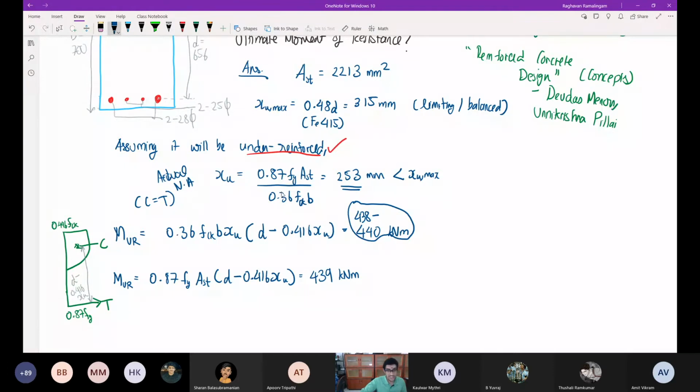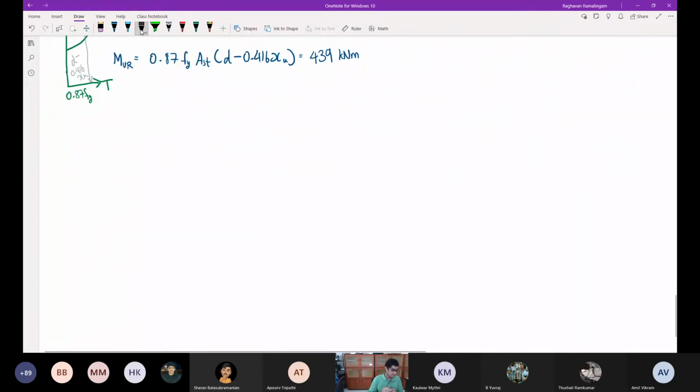Now let's move to something which won't be like this. A different problem, which I'll just draw. This is 300 and the effective depth is d. d equals 655.